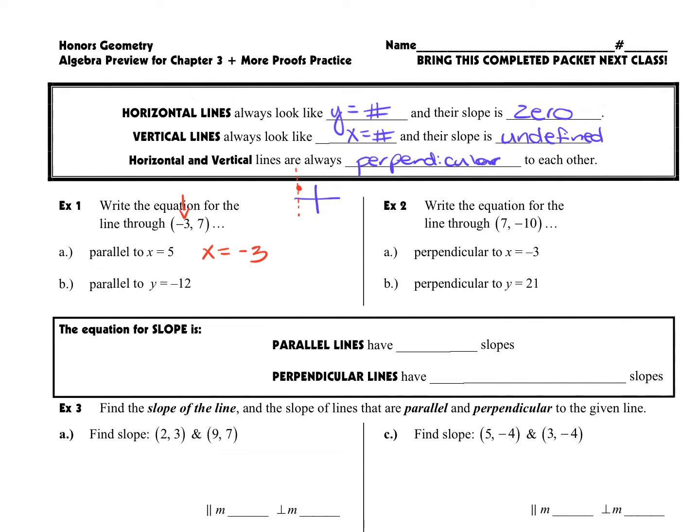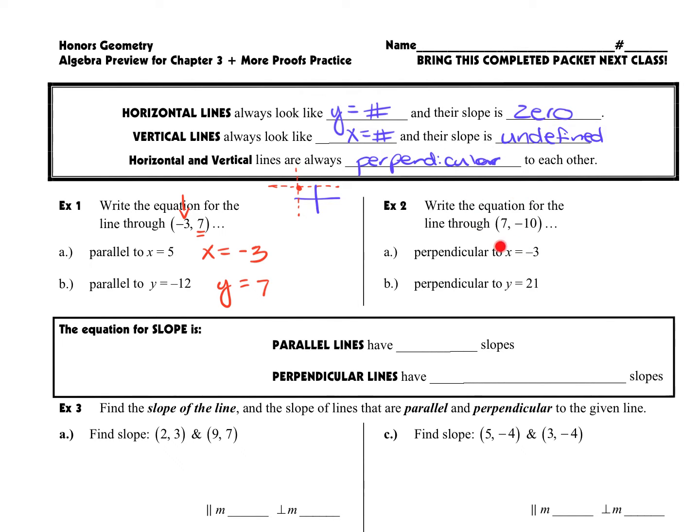We can look at the line parallel to the equation y equals -12. Well, y equals just a number is going to be our form of our horizontal line. So that means that the line parallel to that is going to certainly look like another y equals a number, a nice horizontal line, and it will pass through the y coordinate of that point, so y equals 7.